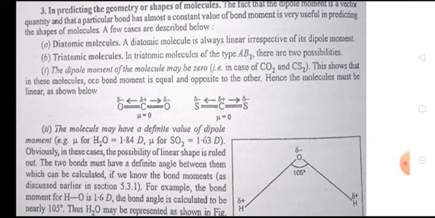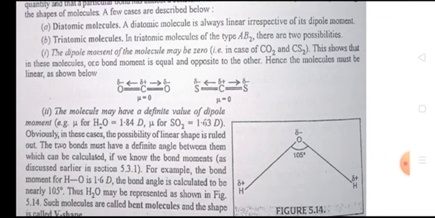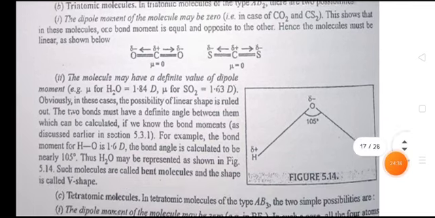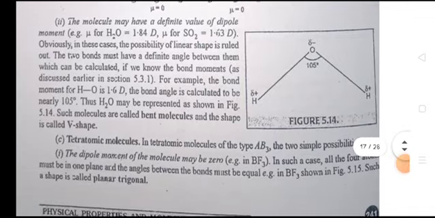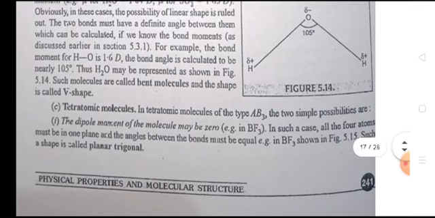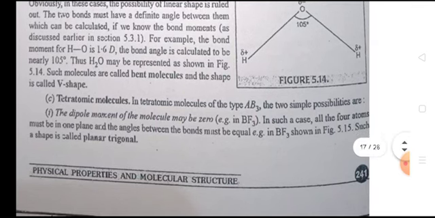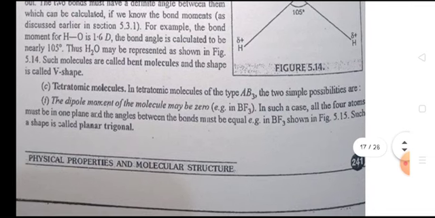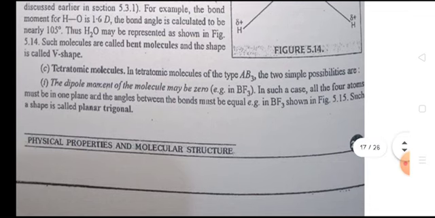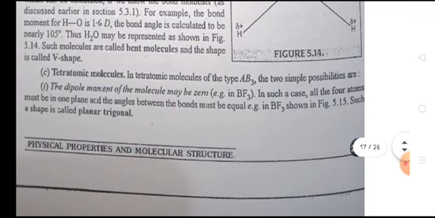Triatomic molecules. In triatomic molecules of the type AB2 there are two possibilities. The dipole moment of the molecule may be zero. This shows that in the molecule one bond moment is equal and opposite to the other, hence the molecule must be linear. The molecule may have a definite value of dipole moment. Obviously, in this case the possibility of linear shape is ruled out, and the two bonds must have a definite angle between them which can be calculated if we know the bond moments. For example, for H2O the bond angle is calculated to be nearly 105 degrees, thus H2O may be represented as in figure 5.14. Such molecules are called bent molecules and the shape is called V shape.